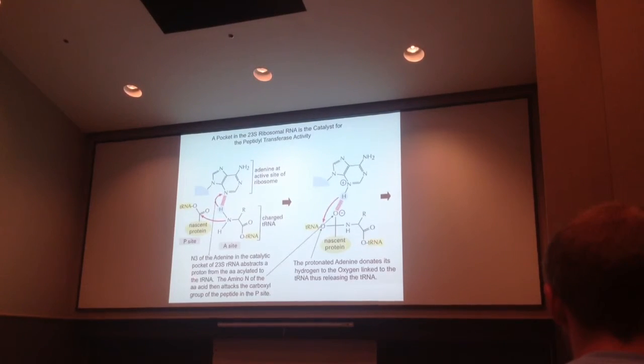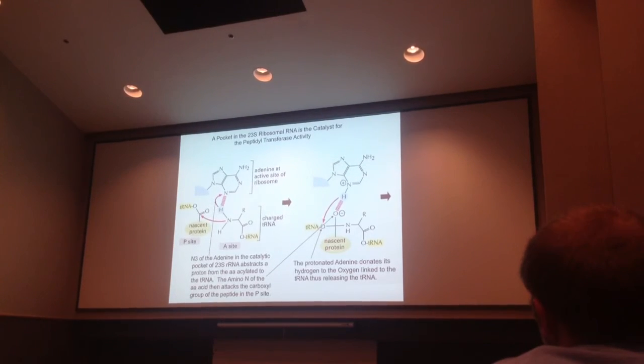Make sense? This is in the P site, attached to tRNA, so this is the protein. It can be as long as whatever. This is the carboxy end, and this is the amino end. What happens in catalysis is there's a hydrolytic attack on that carboxy site. We form the peptide bond between this carbon and that nitrogen. So the amino nitrogen of the amino acid attacks the carboxyl group of the peptide in the P site. So the amino group attacks that site.